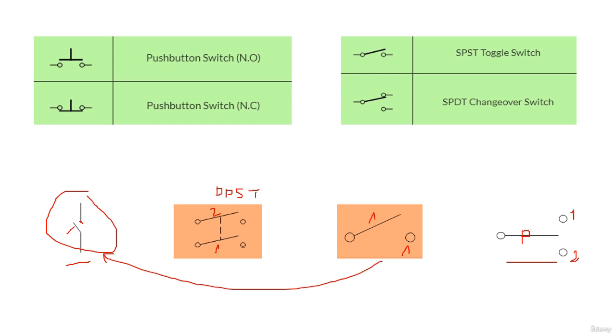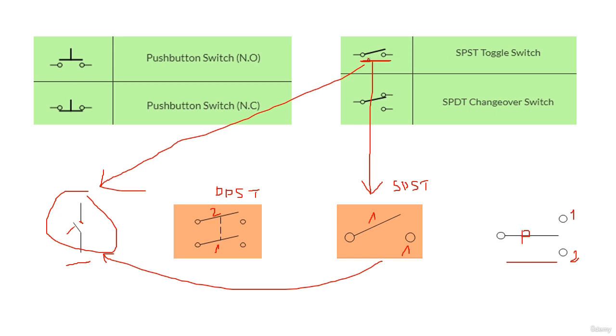Okay, and here, as you see, if we focus here, this is the switch exactly like this one, as you see here. Okay, and this one. Okay, so as you see, we have SPST, single pole single throw. Okay, exactly like this one, single pole. Okay, single throw. Okay, so this is the single pole single throw toggle switch.